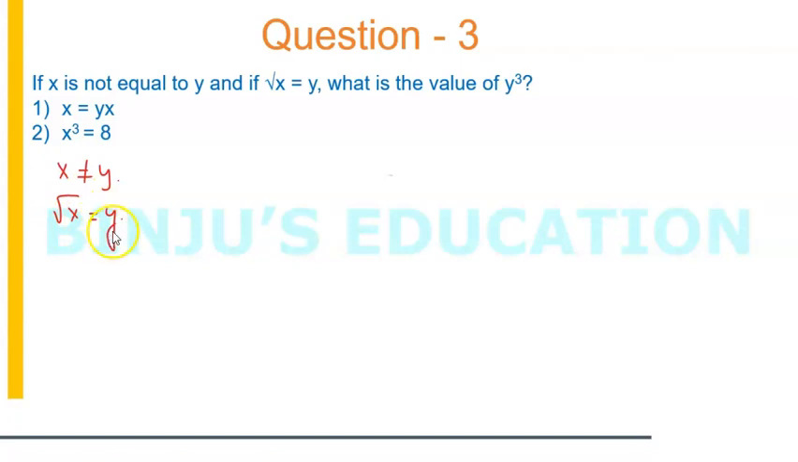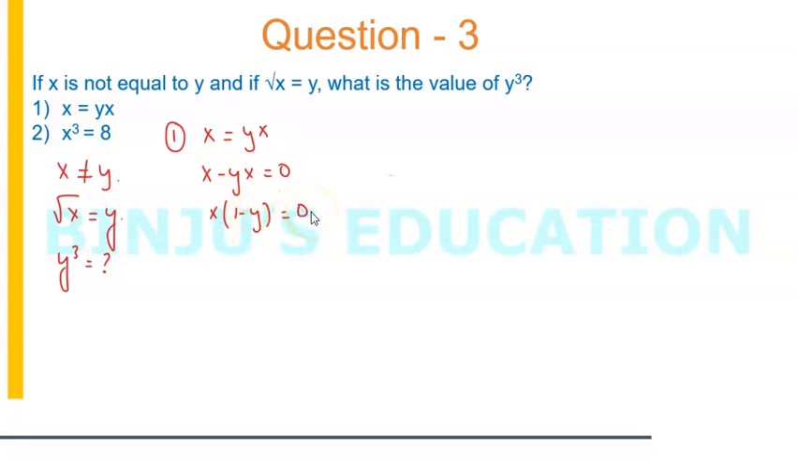We need to find the value of y cube. This is what we need to figure out. Now the first statement says x is equal to yx. So this will give me x minus yx is equal to 0. This will give me x into 1 minus y is equal to 0.